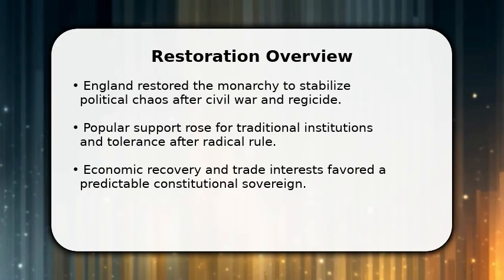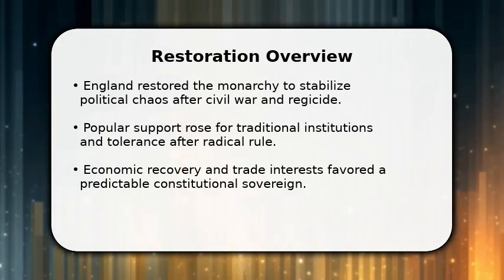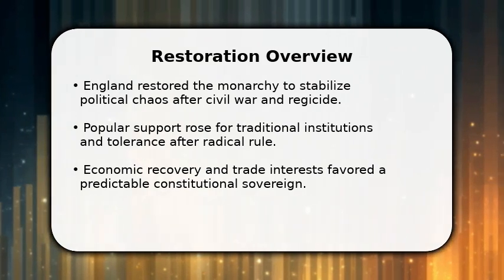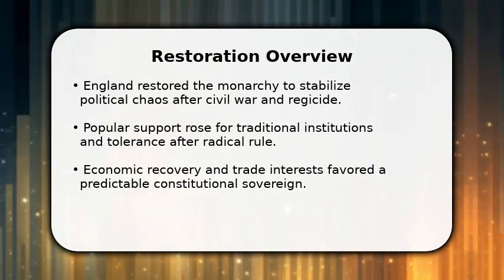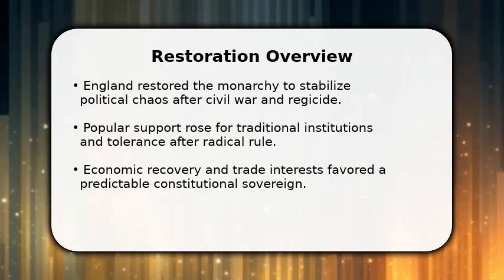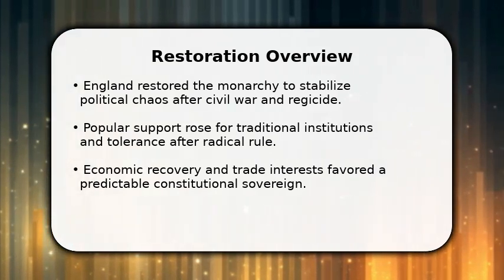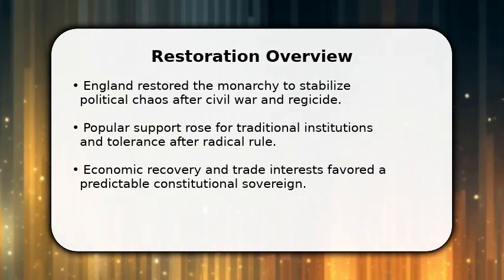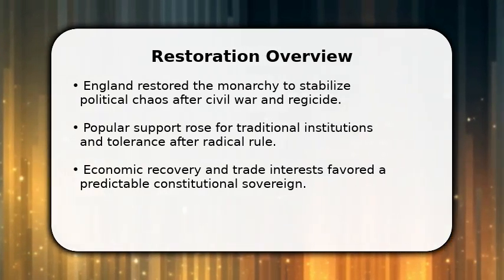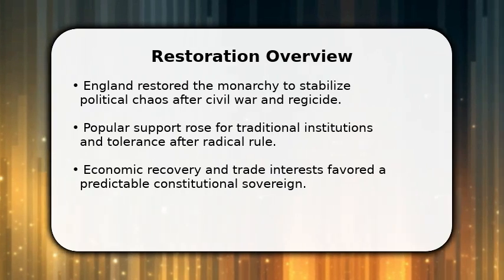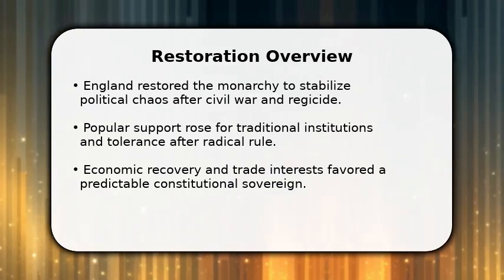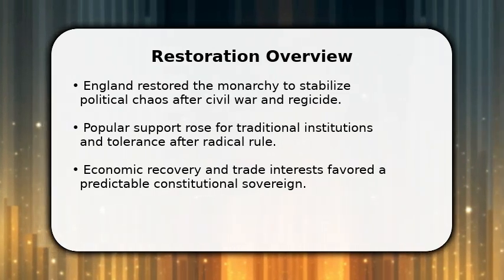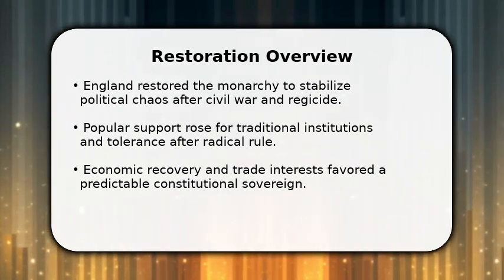In this video, I will explain why England restored its monarchy. Focus on causes: political fatigue, desire for order, and pragmatic elites. I will walk through how exhausted factions sought stability after civil conflict, how economic pressures pushed for predictable governance, and how compromises produced a constitutional framework that limited royal power. Listen for clear links between public sentiment, elite bargaining, and long-term institutional change as we unpack the key reasons.